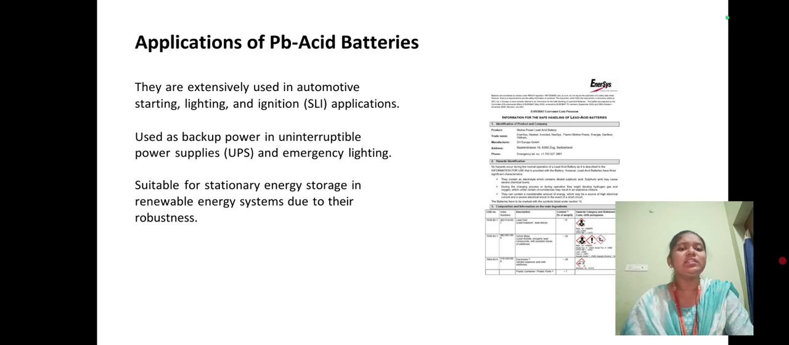Applications of lead acid battery. They are extensively used in automotive starting, lighting and ignition, SLI, applications. Used as backup power and uninterruptible power supply, UPS, and emergency lighting. And suitable for stationary energy storage in renewable energy systems due to their robustness.